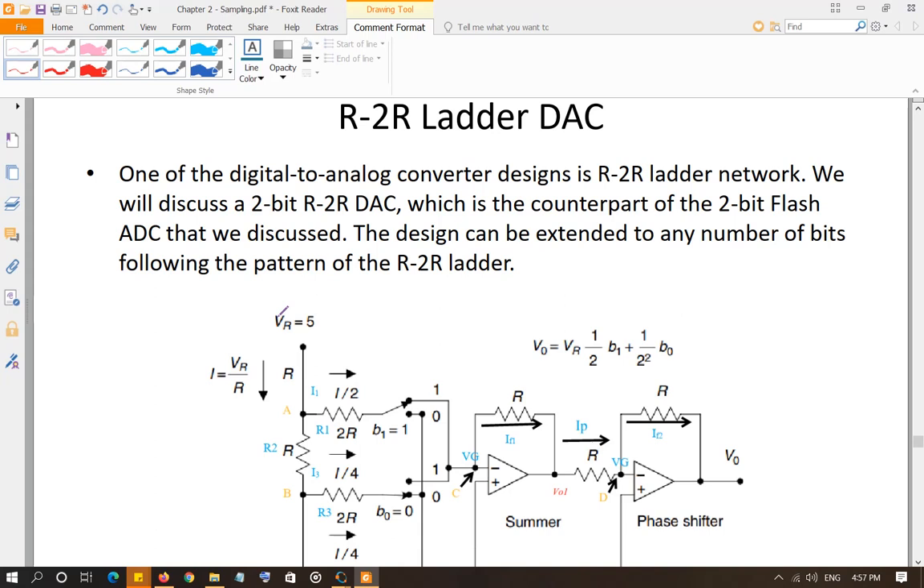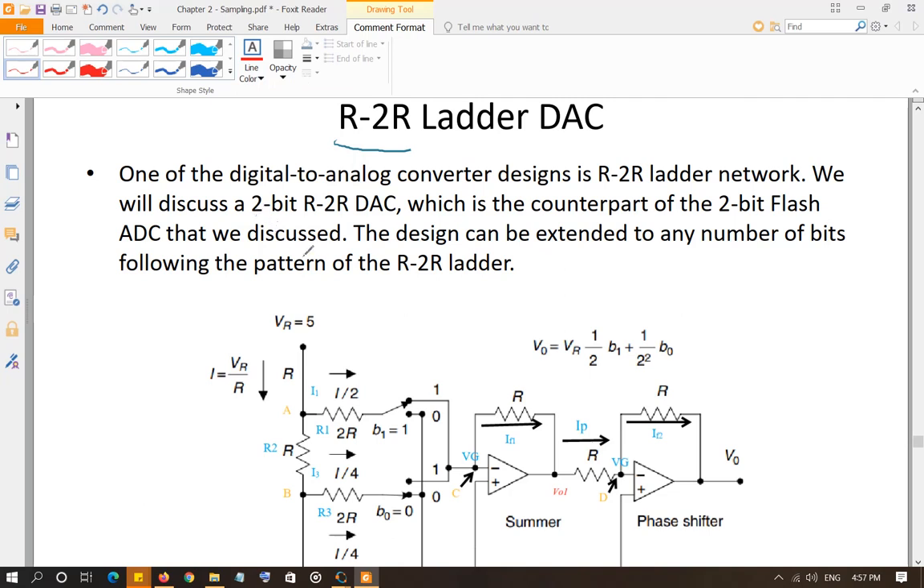Now we're going to discuss DAC, digital to analog converter, and the specific DAC that we are discussing that is given in the book is the R to R ladder DAC. So how does an R to R ladder DAC work?